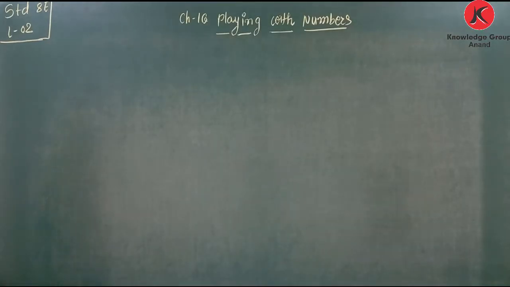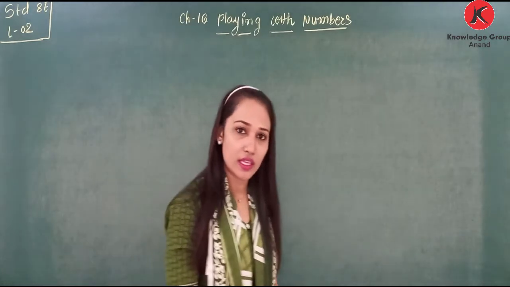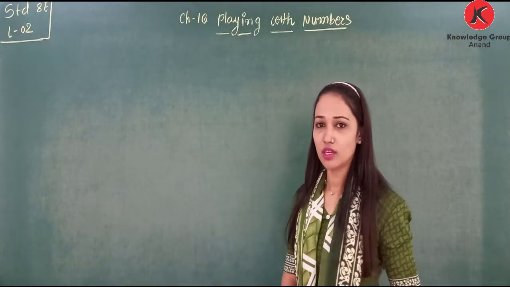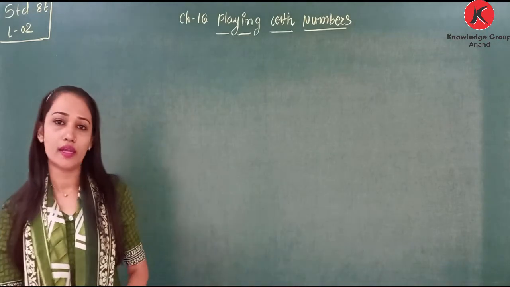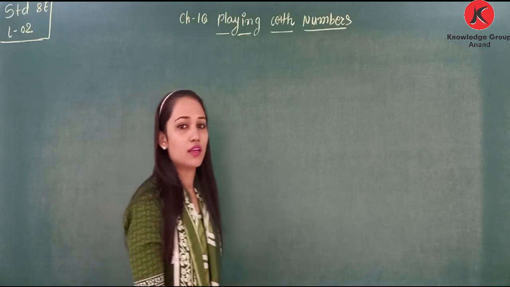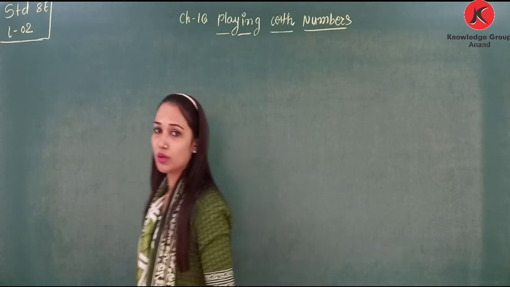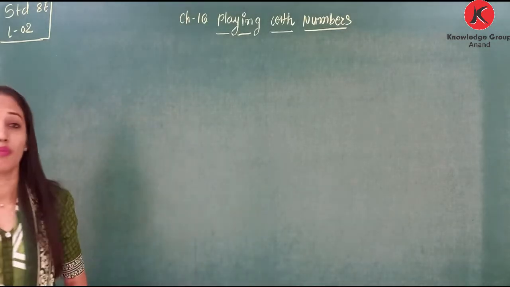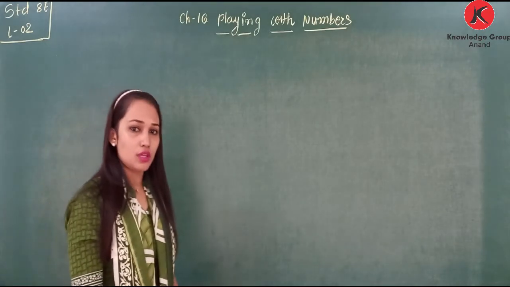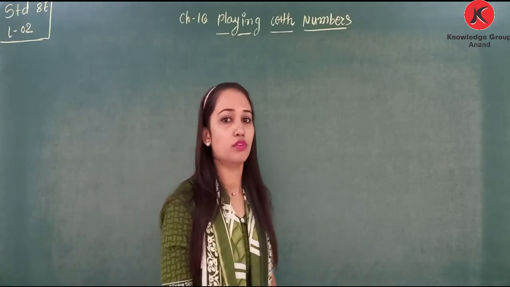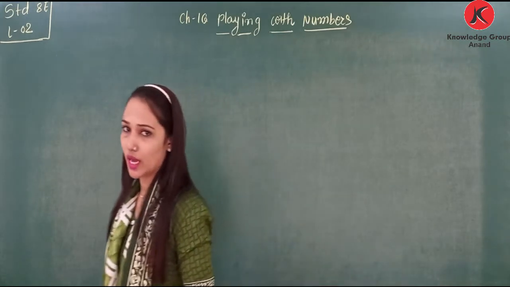Good morning, friends. Previously, we started chapter number 16, Playing with Numbers, and in that we learned some maths tricks. We learned that if we take a two-digit number, reverse it and add them, the answer will always be divisible by 11. After that, we learned about the difference trick: if we think of a two-digit number, reverse it and subtract the smaller from the larger, the answer will always be divisible by 9.